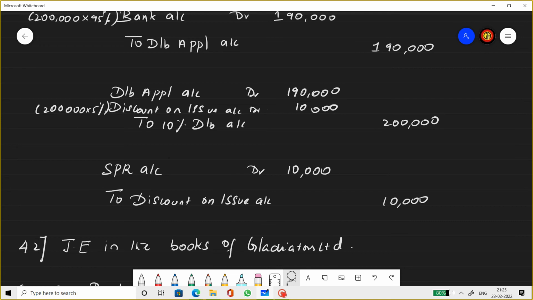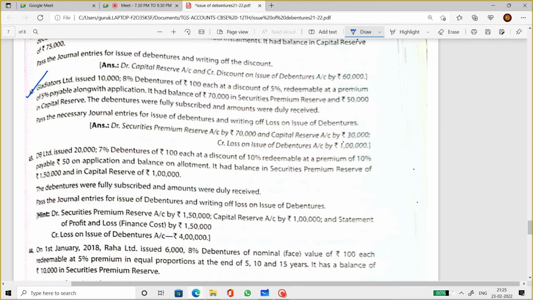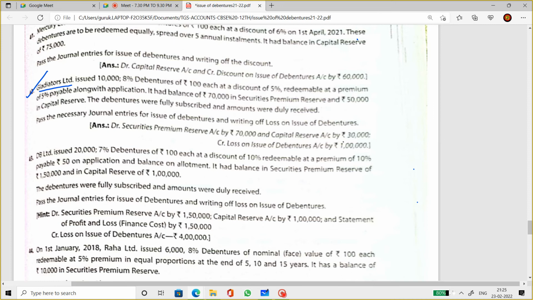Then let's see question number 42. Gladiator Limited issued 10,000 8% debentures of 100 each at a discount of 5%, redeemable at a premium of 5%. So issue at discount, redemption at premium, both are losses, both together will be the total loss. It has a balance of 70,000 in the SPR account and 50,000 in the capital reserve account. Debentures are fully subscribed and the amount was fully received. Pass journals and write off the loss.